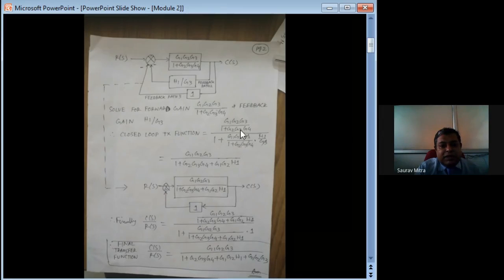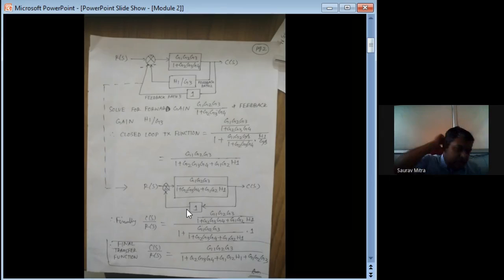If you are solving this part here, this becomes G1 G2 G3 divided by 1 plus G2 G3 G4 plus G1 G2 H1. So now this is the overall transfer function of this inner loop. Now this inner loop has an overall transfer function of G1 G2 G3 over 1 plus G2 G3 G4 plus G1 G2 H1. This I have written here, and whatever is the feedback path, that feedback path has a feedback gain of 1. It is like this.